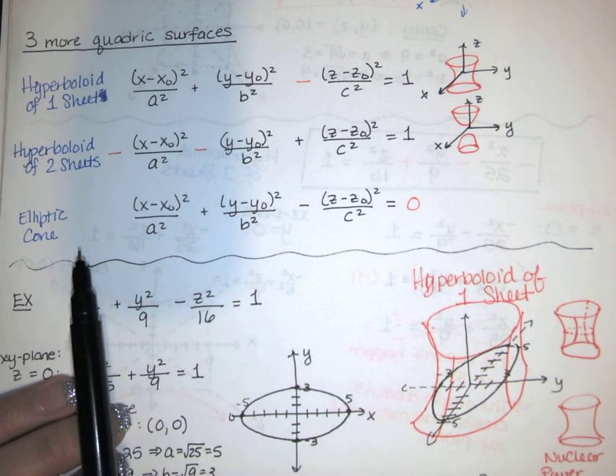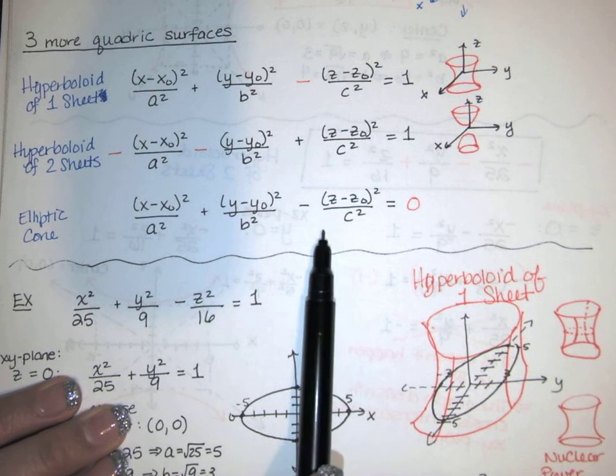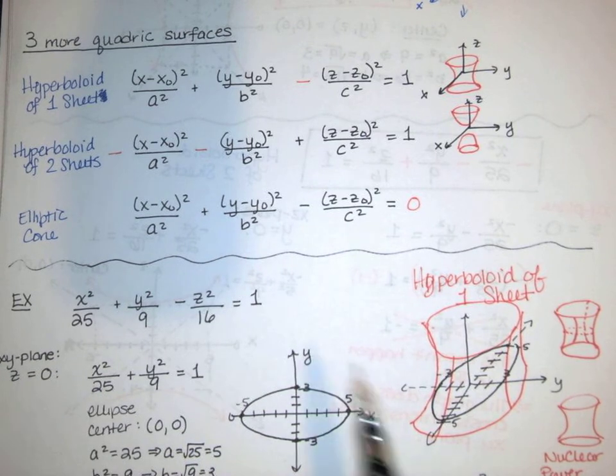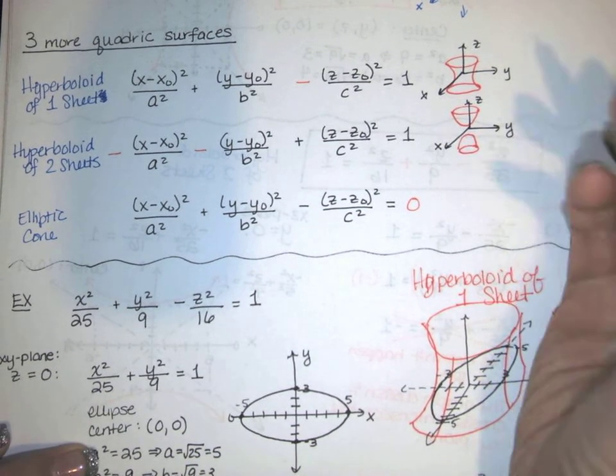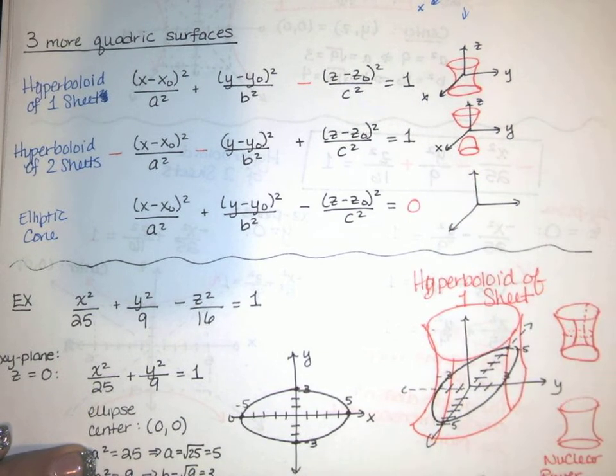And this last one, you can imagine what it looks like because it's called an elliptic cone. But we'll look at the traces in the xy plane, the yz plane, and the xz plane to prove to ourselves that it turns out to look like a cone. So I'll show you a picture of that in just a moment. But let's look at a specific example of an elliptic cone.